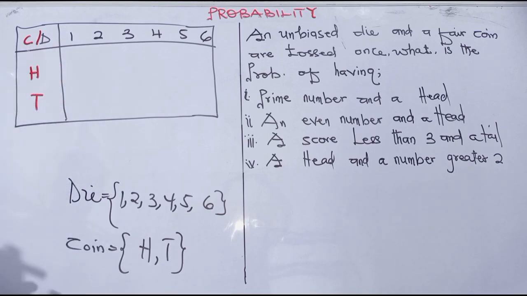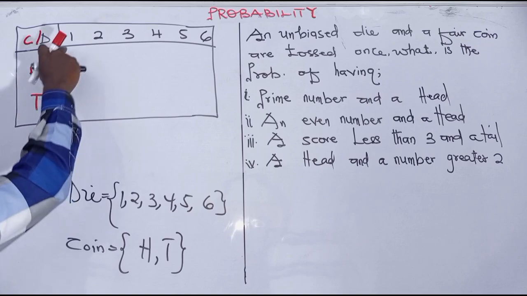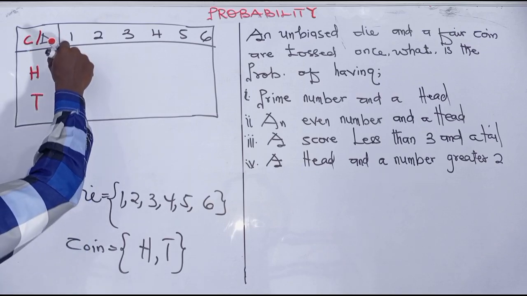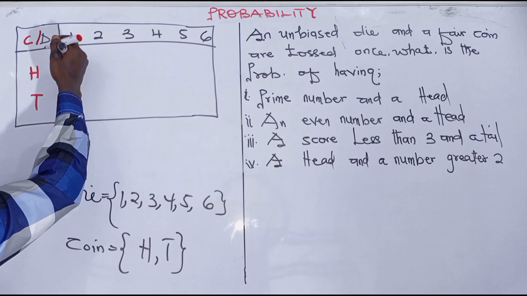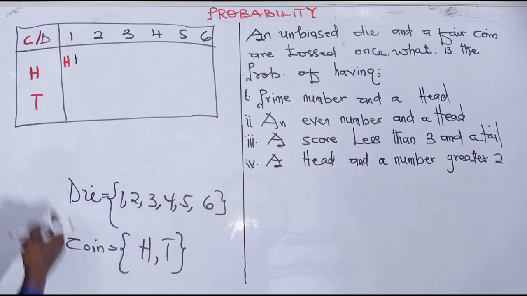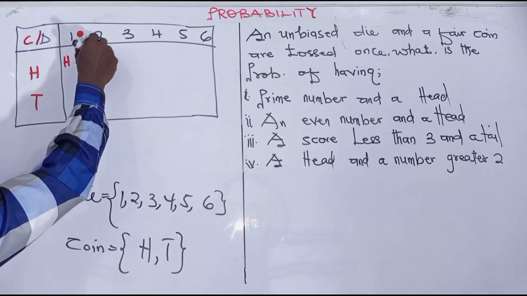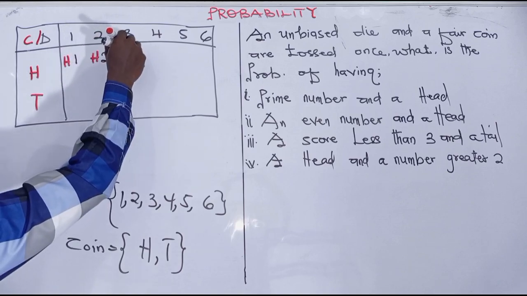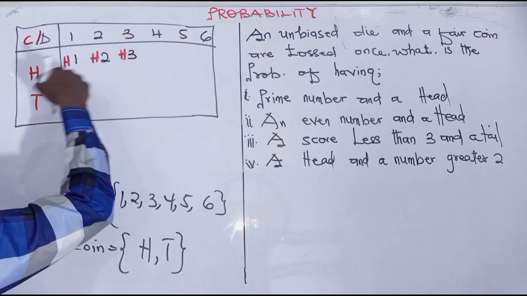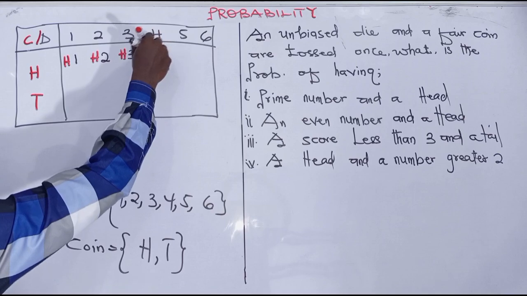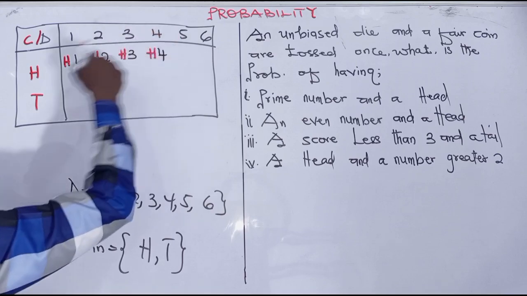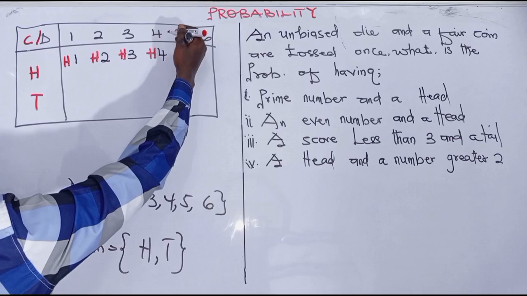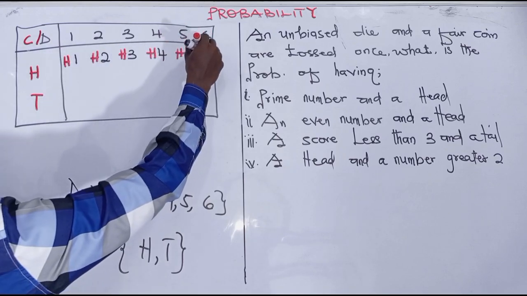So this is what we are having: head and then 1. Then we have head and then 2. So we have H2, H3, H4, H5, H and then 6.